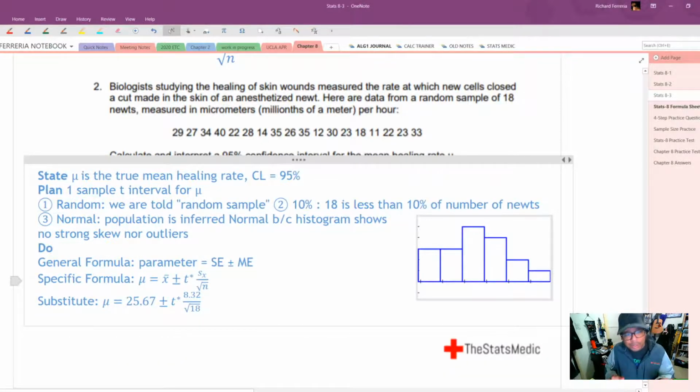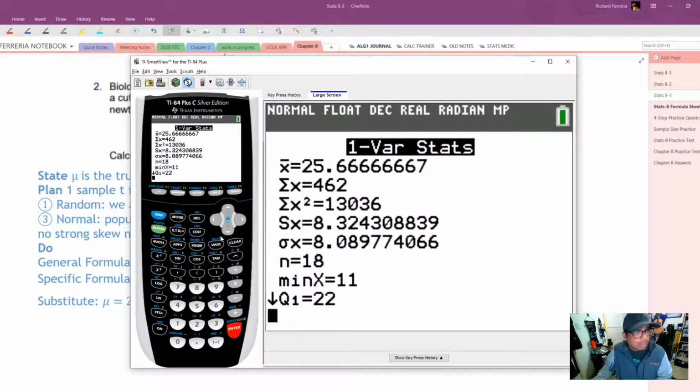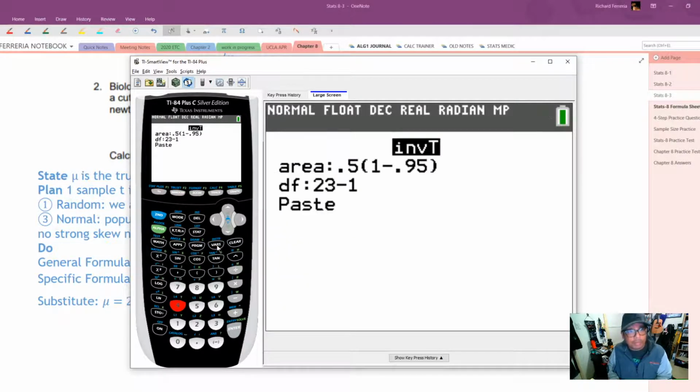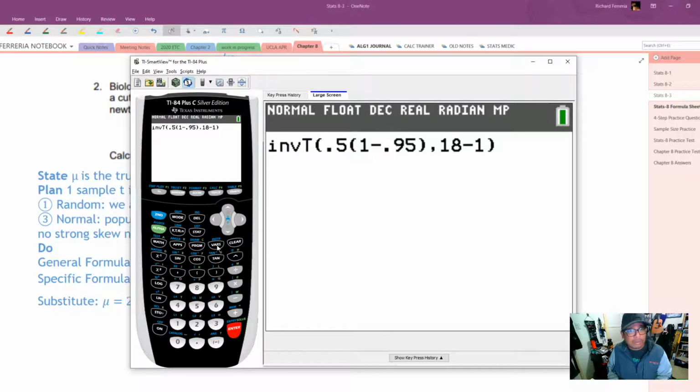So we still need t star. Let's go back to our calculator and we'll go to distribution, inverse T. And if I remember this correctly, we need a 95% confidence interval. So the area is still 0.05, 1 minus 0.95. Degrees of freedom, well, this time our sample size is 18. So 18 minus 1 for our degrees of freedom. And we'll paste that and hit enter. 2.11.